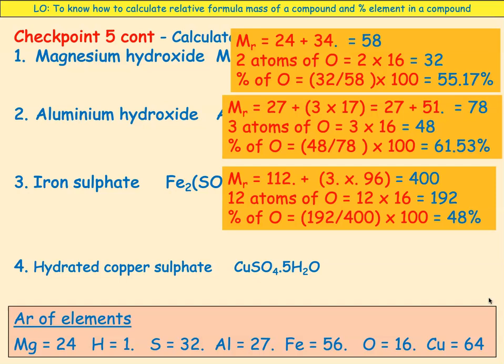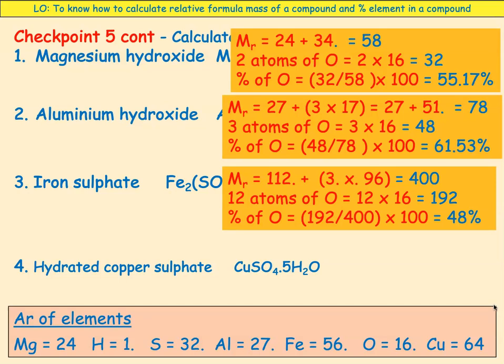We'd already worked that out before. Now, I wonder if you actually spotted we have 12 atoms of oxygen, which is 12 times 16, 192. So 192 divided by 400 times 100 gives us 48%.